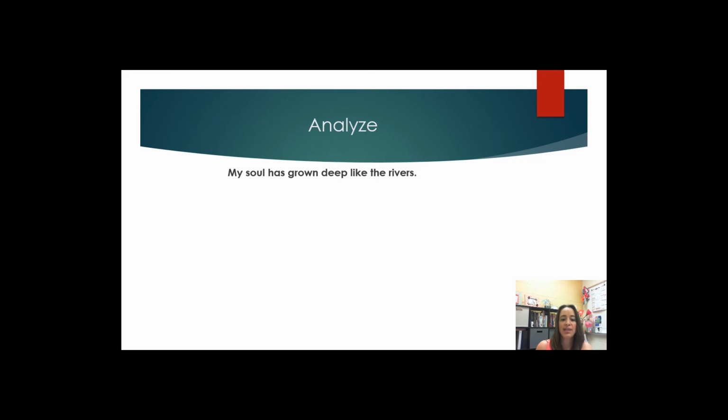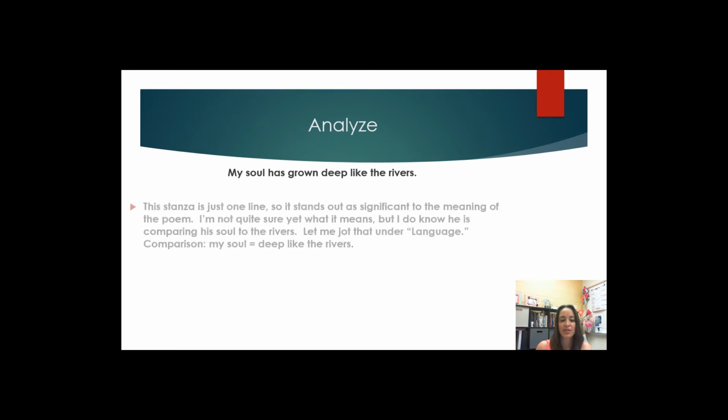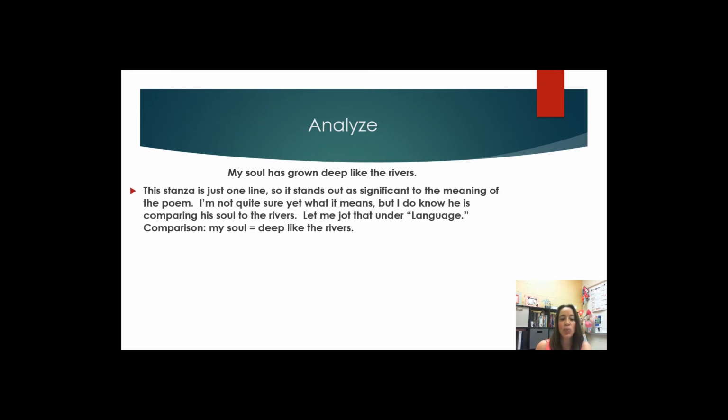My soul has grown deep like the rivers. This stanza is just 1 line, so it stands out as significant to the meaning of the poem. I'm not quite sure yet what it means, but I do know he is comparing his soul to the rivers. Let me jot that under language. Comparison. My soul is equal deep like the rivers.